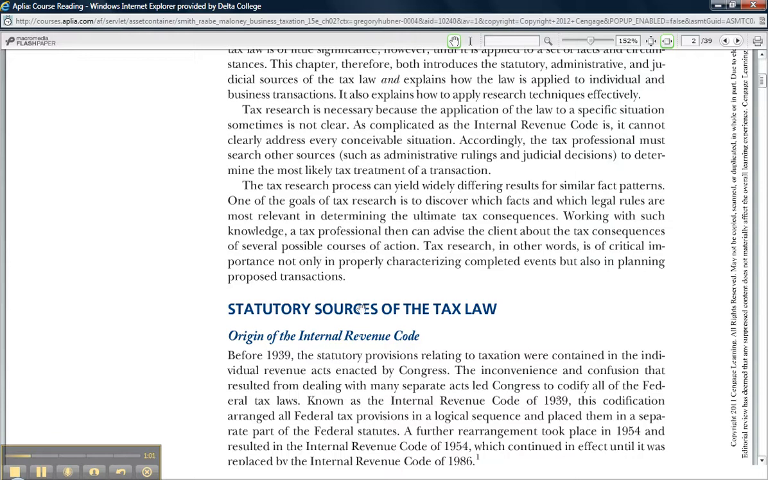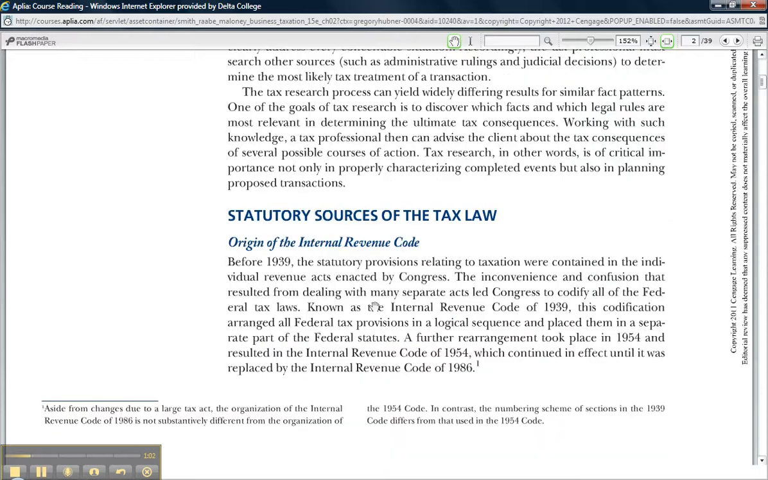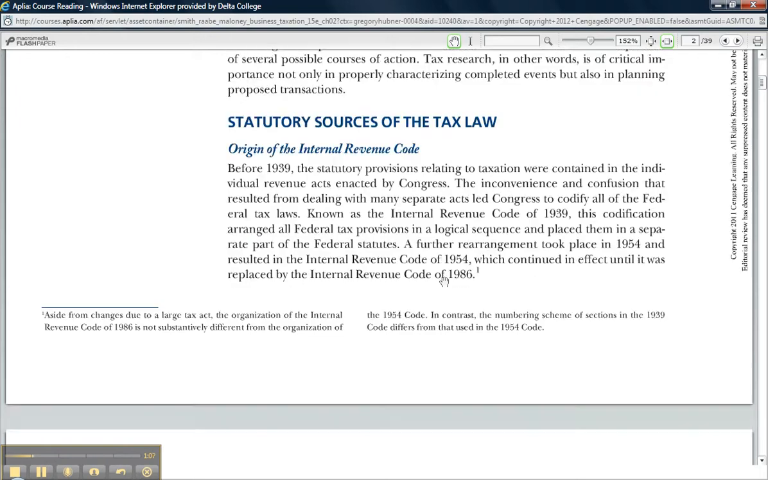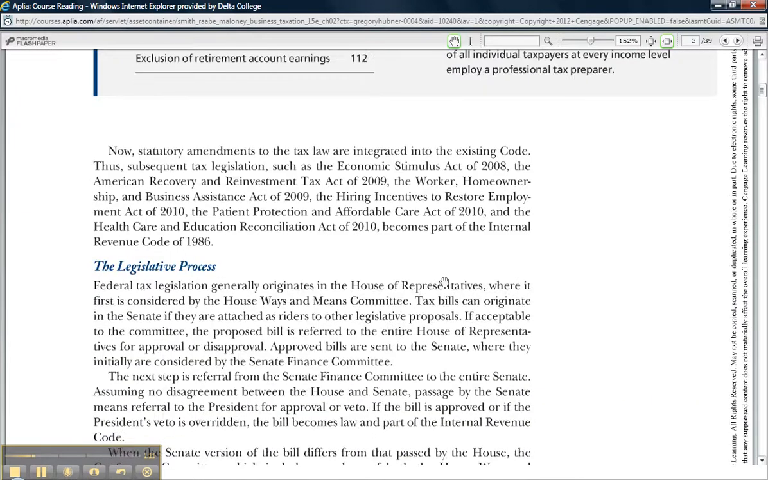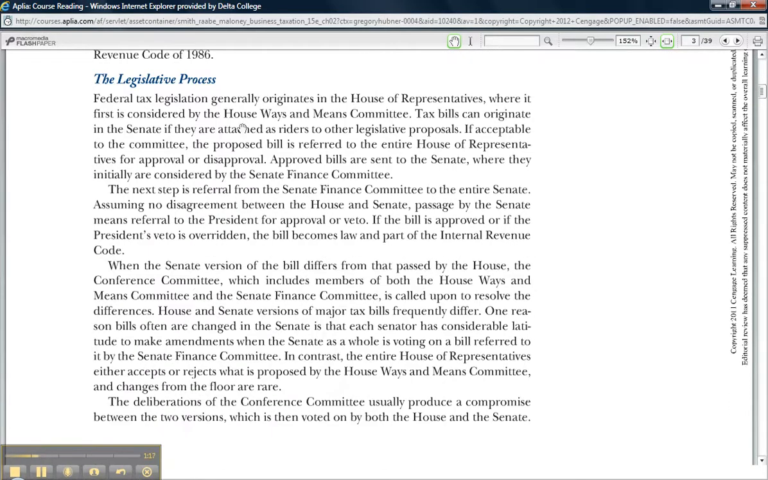Statutory sources are the laws themselves, basically. The Internal Revenue Code is the primary statutory source of law. It lists all of the laws that are applicable to taxes in this country. The legislative process is discussed right here, how do laws come into existence.